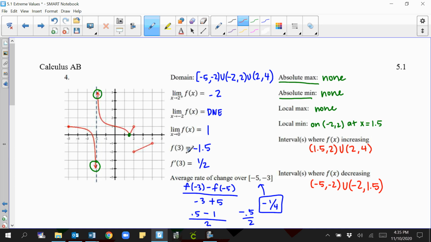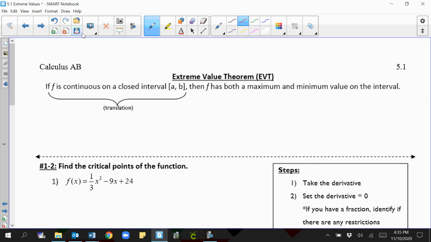All right, so that was example 4. Let's look at our next problem. The next one that we are looking at deals with finding our extreme values, our extrema, when we don't have a graph, when we have equations.